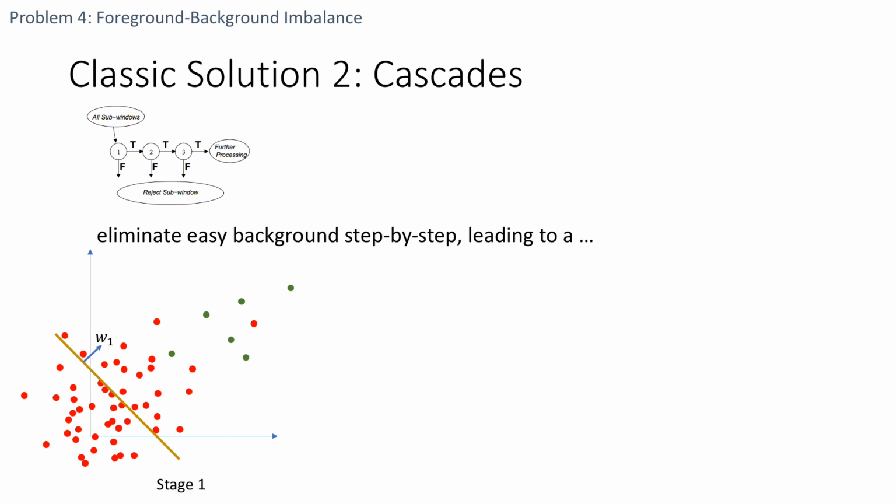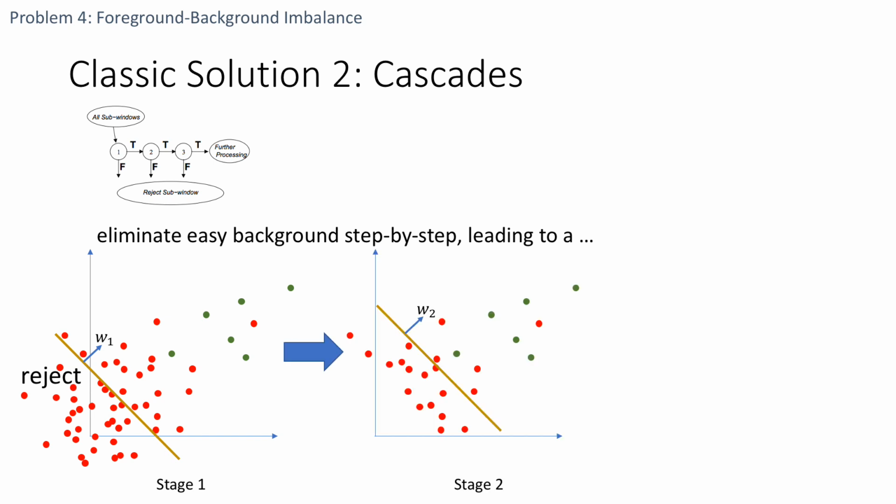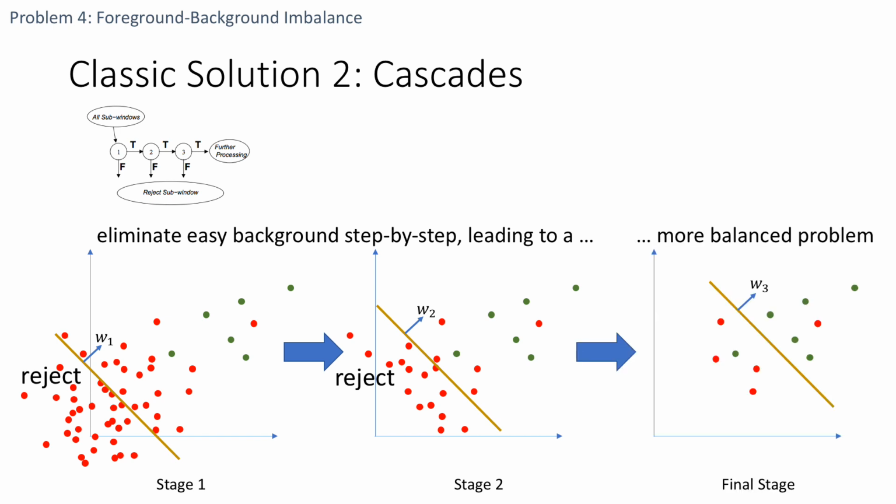We can view this process from the perspective of our linear classifier shown earlier. In stage 1 of the cascade, it rejects a large number of easy background examples while retaining all of the foreground, i.e. the green points. The second stage now gets a more balanced problem. Likewise, it rejects many of the background points while retaining the foreground ones. And this is repeated so on until the final classifier operates on a reasonably balanced data regime.